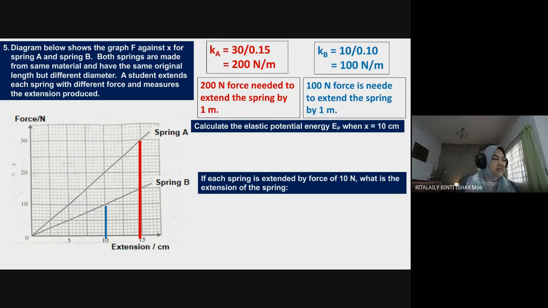Okay, maybe Ashley faced a problem with her internet. My internet is also not very good these days. I don't know why. Alia, what is the elastic potential energy for spring A and spring B when X is 10 cm? Okay, if anybody wants to try and answer, you can write the answer in the chat area.